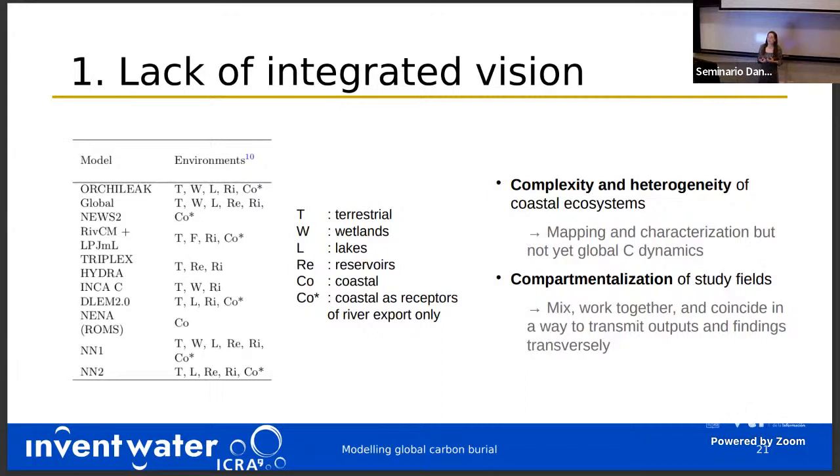And also, there is the compartmentalization of study fields, because you can see that there are big differences between the marine ecosystem, the terrestrial, and the inland water. So they need to mix and work together to consider a way to transmit outputs and findings in a transversal way.